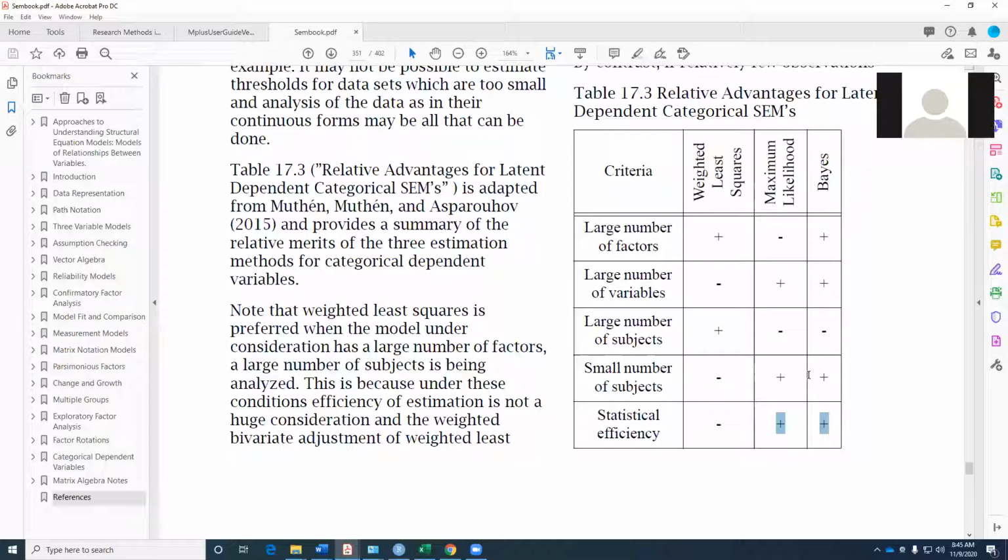But the reason that I'm going through this is that when you fire up Lavaan or Mplus, it's just going to say, I'm going to do weighted least squares, because I have no idea what your data are or how many factors you're going to tell me. So here's my default. Oh, I see.